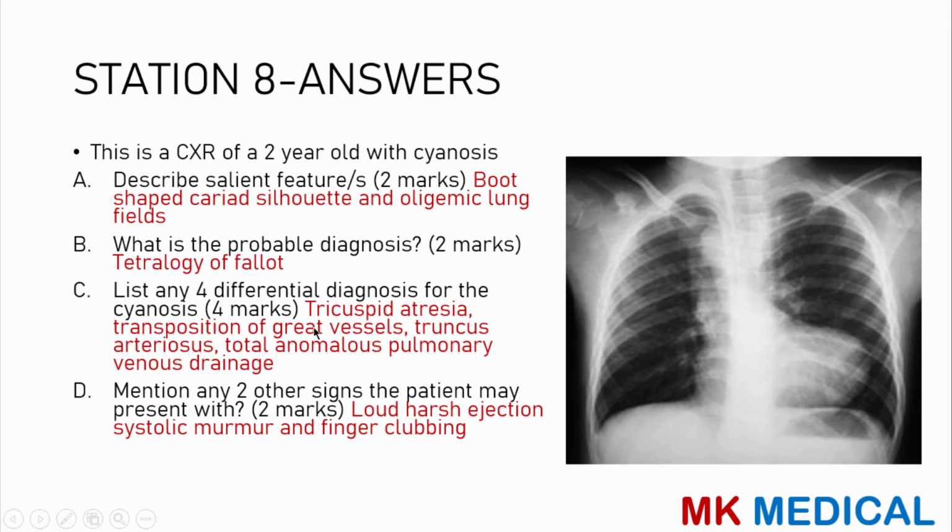And remember that in tetralogy of Fallot, it's made up of 4 components. So there's right ventricular outflow obstruction that is often due to pulmonic or subpulmonic obstruction. You also have right ventricular hypertrophy, which is going to be leading to this boot-shaped heart. You have overriding of the aorta and, of course, an associated ventricular septal defect. Thereby, oxygenated blood mixes with deoxygenated blood.